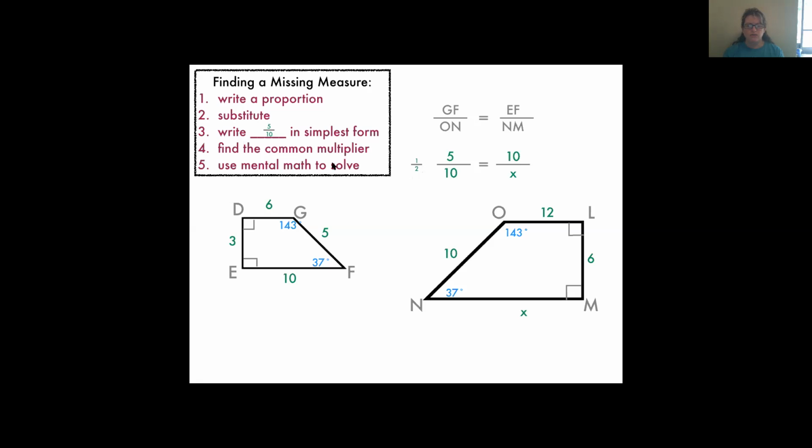All right? So now I'm going to find the common multiplier. So 1 times 10 equals 10. So then 2 times 10 equals what? 5 times 2 equals 10. 2 times 10 equals 20. So your missing number here, x equals 20.